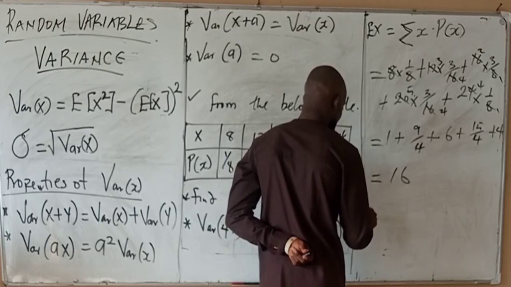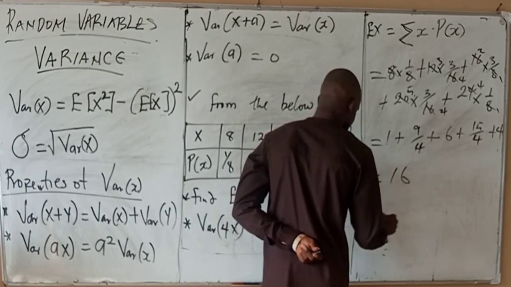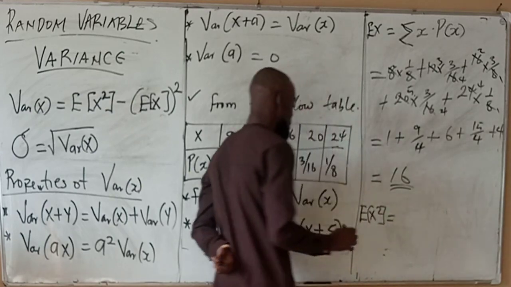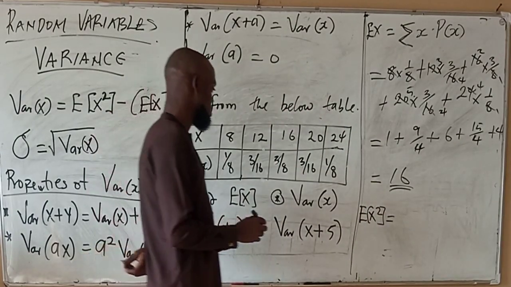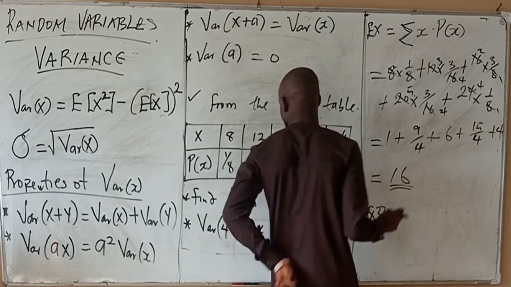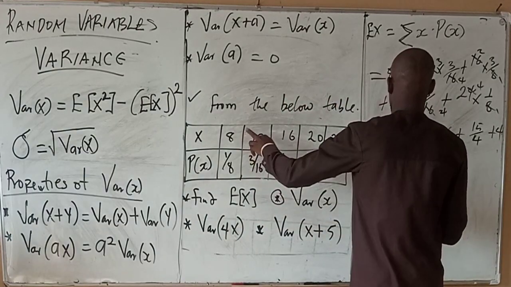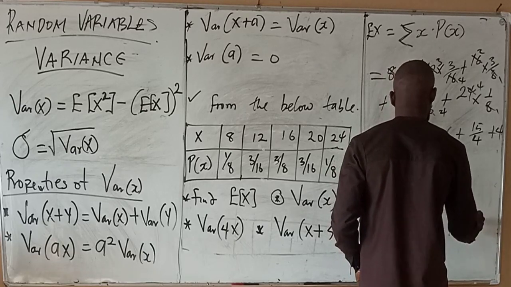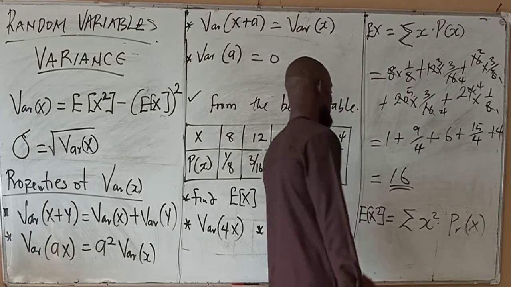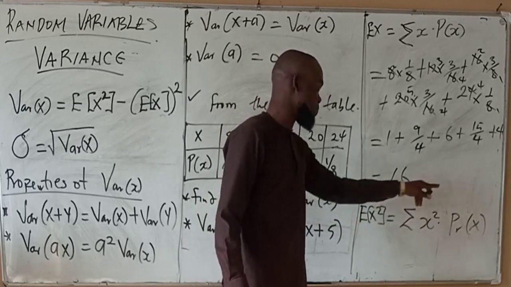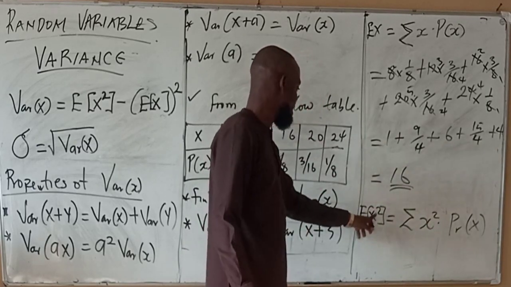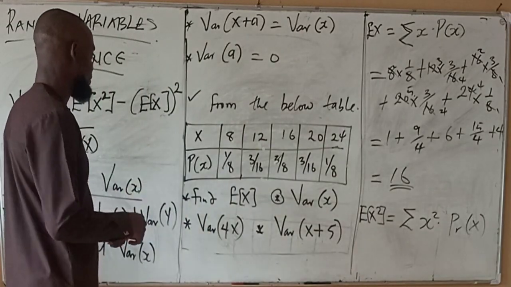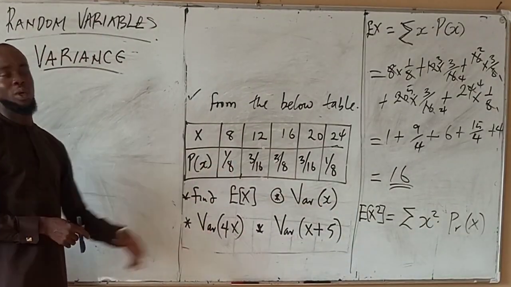Now, what about the expectation of x squared? Because we need the expectation of x squared to get the variance. So let's do this to see what we're going to have. The expectation of x squared means we use x squared times probability of x. That is the mean, because as we use x to multiply probability of x, for the expectation of x squared we use x squared to multiply. That is the difference between the two.